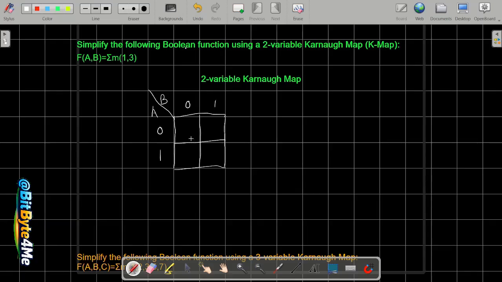So these boxes are, this is m0, we are given terms 1 and 3. So these terms are m0, m1, m2, m3. So m0, m1, here is 1, and m2, m3, here is 1. So this represents m0, this represents m1, m2, and m3. So these are filled.